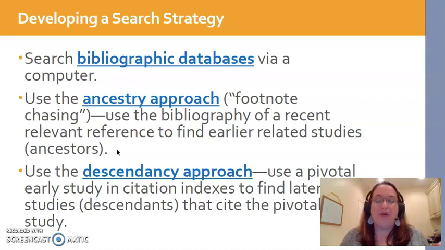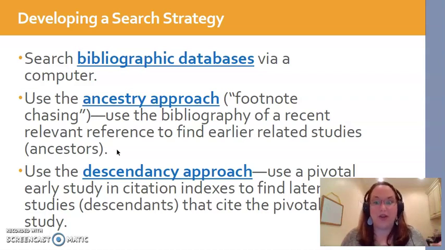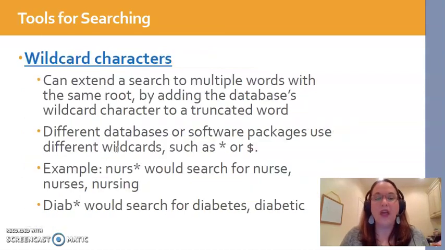The descendancy approach is the opposite. We're looking forward into the future. So if you found an article that was from 2010 and it was really good, but it's kind of old, we can actually use the articles that have cited that study more recently and see if they might be something useful for our evidence-based practice review.